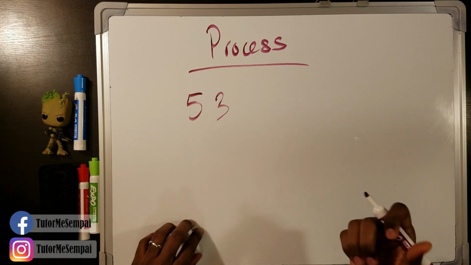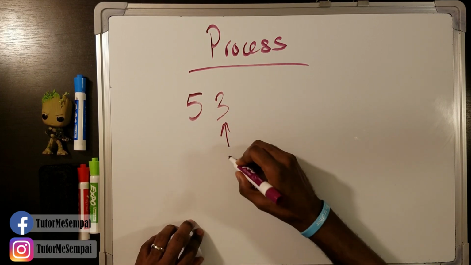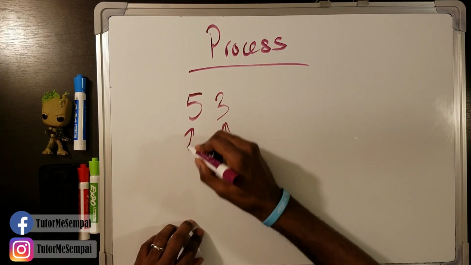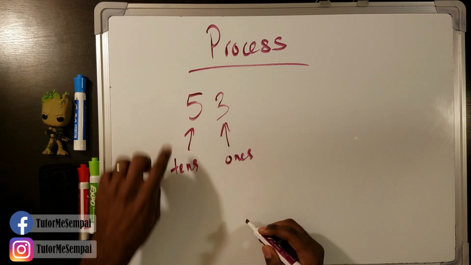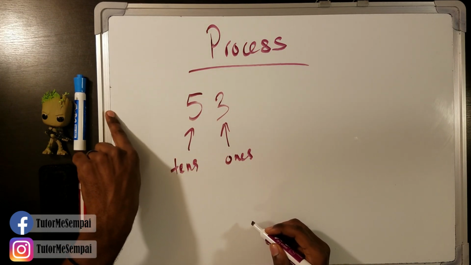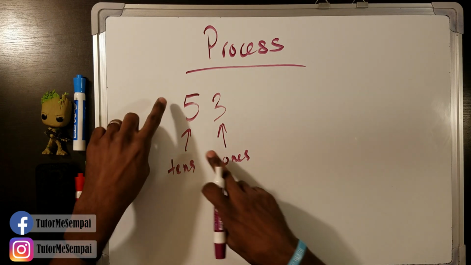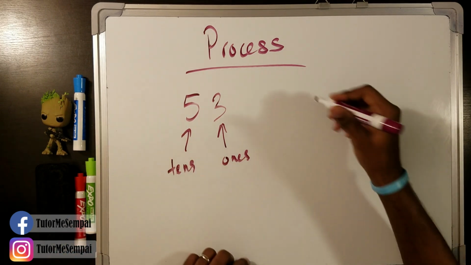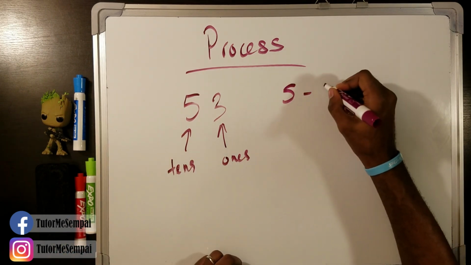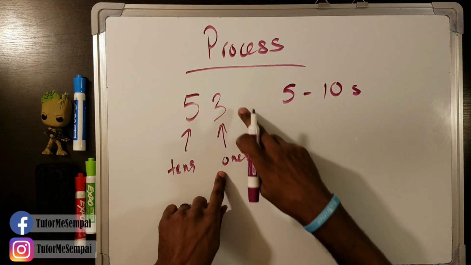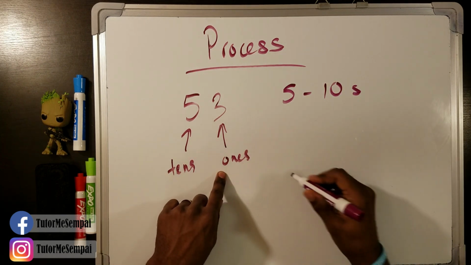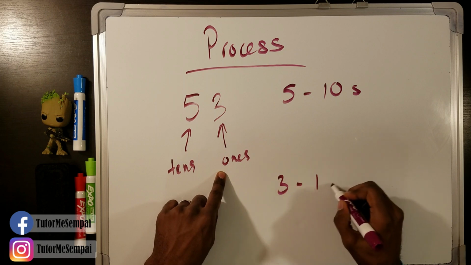And if you're unfamiliar with place values, well, this is your ones place. This is your tens place. We don't have anything in the hundreds place or beyond that, so we kind of just stop here. Well, what does 5 in the tens place mean? Well, that means we have 5 tens. Well, what about 3 in the ones place? Well, that means we have 3 ones.